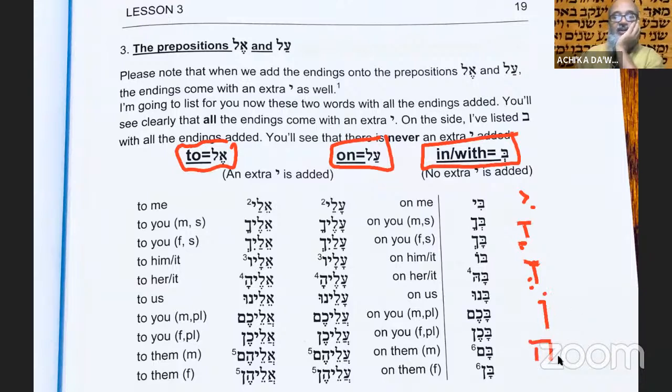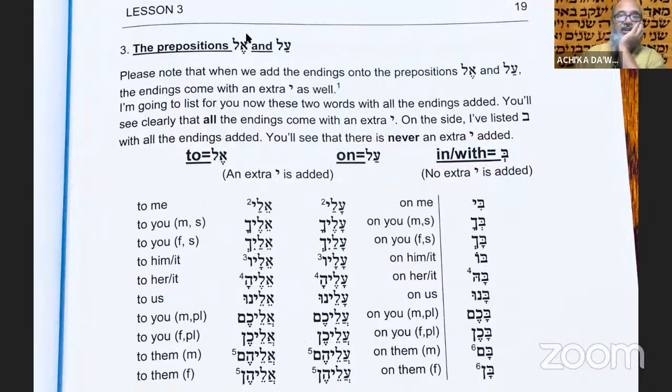I'm just making it larger for us, or this. They're saying that when you add that to the bet, you don't need to add any yod with it. See, there's no extra yod added. But a rule is that when you're dealing with these two prepositions right here, they want you to add a yod to it, okay? I'm going to try to explain this without being too difficult.